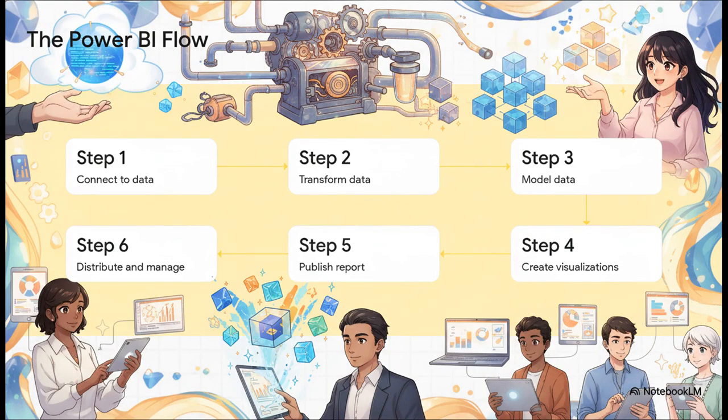And here's the flow. The first 3 steps, connect, transform, and model, that's all about getting your data ready for showtime. Transforming is where you clean everything up, like fixing messy date columns. The next step, visualize, well, that's the fun part, where you actually build the charts. And the final 2, publish and distribute, are all about getting your work out there to the right people.